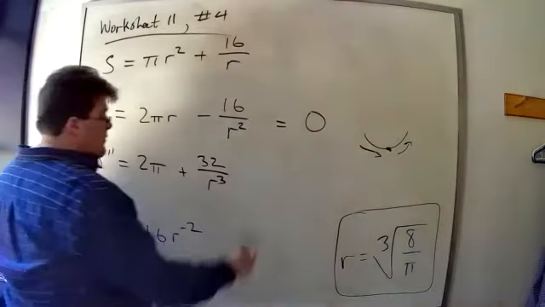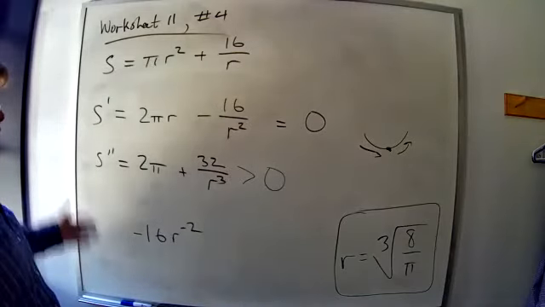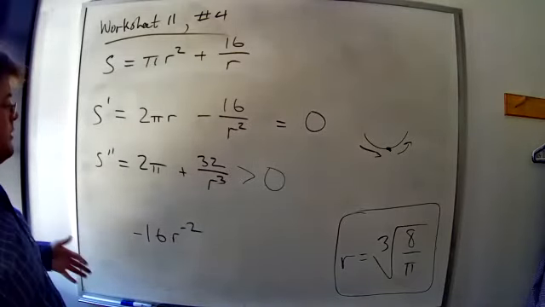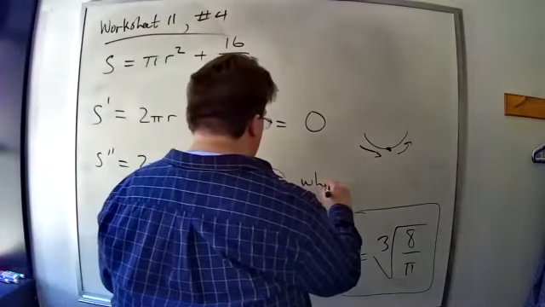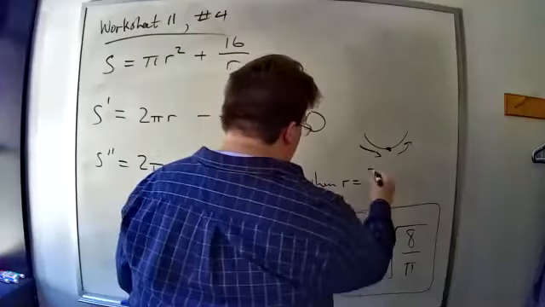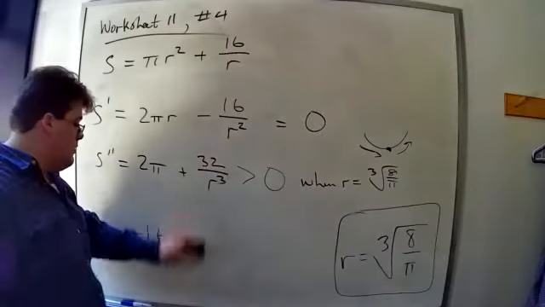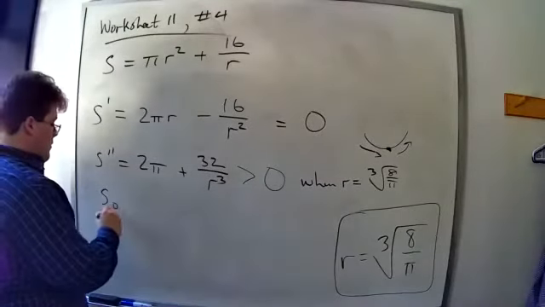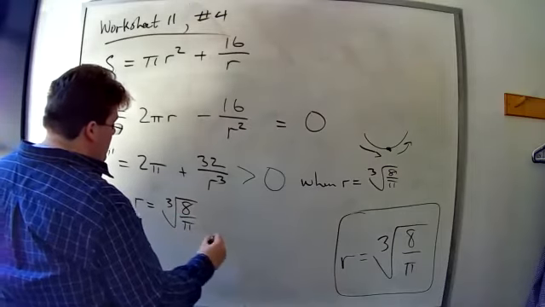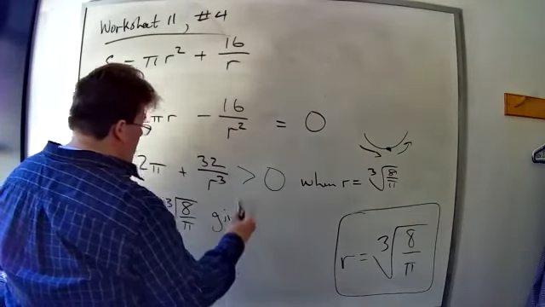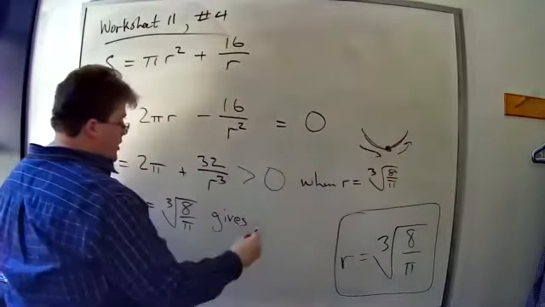And at that r value, 2 pi is constant, r cubed is constant, so 2 pi plus 32 over r cubed is positive when r equals the cube root of 8 over pi. That means it's concave up. So that means the critical point will be a minimum.